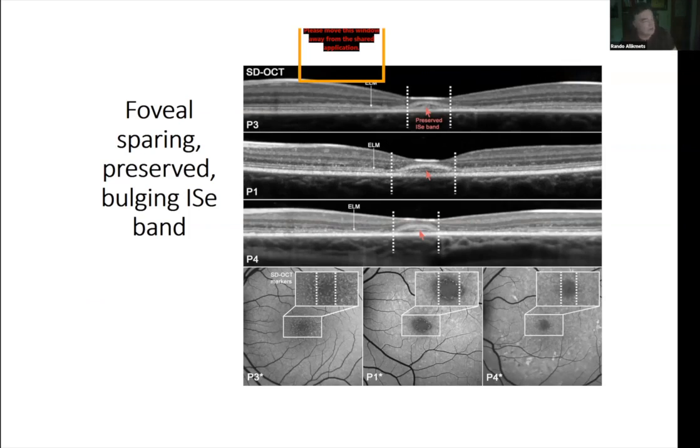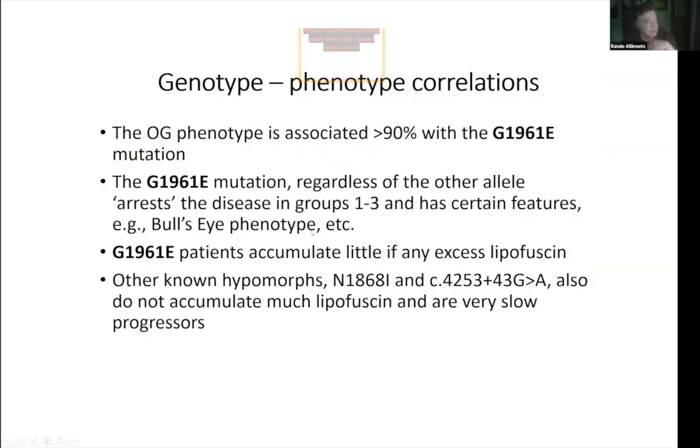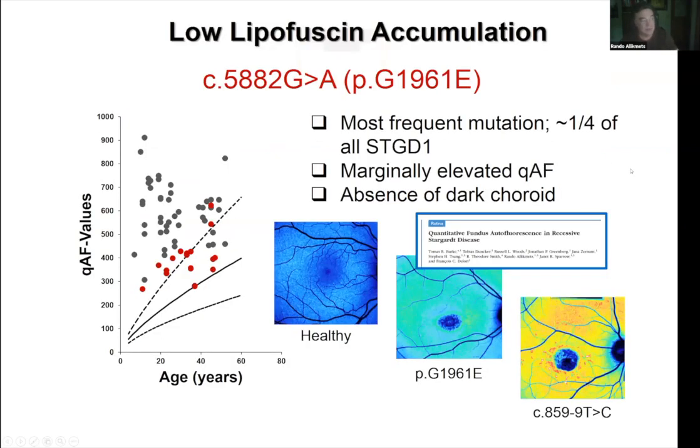Now here is another example, I will go quickly through it, of Stargardt disease where you get a hole in the center of the eye. So it's what we call a bullseye phenotype. And this is caused by that famous 1961 mutation. What is the most frequent mutation in Stargardt disease? In some populations, it is very, very frequent. Actually, in India, in the South Asian population, over half of the Stargardt patients have this mutation.